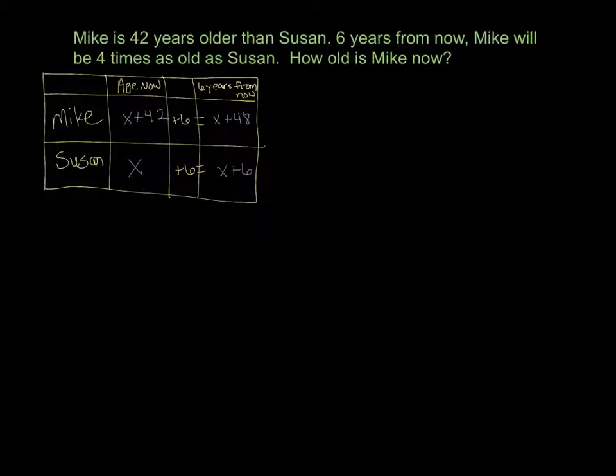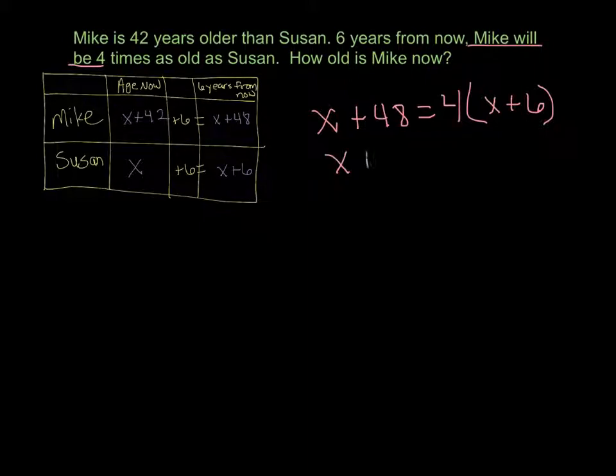Alright, now we'll write our equation. It said 6 years from now, Mike will be, or equals, 4 times as old as Susan. So 4 times Susan, which is x plus 6. And then it says how old is Mike now. So let's solve: x plus 48 equals 4x plus 24.